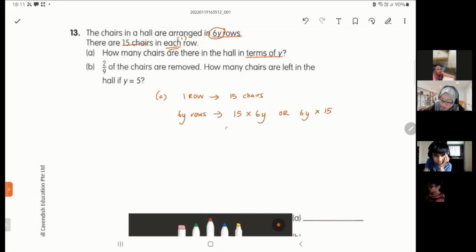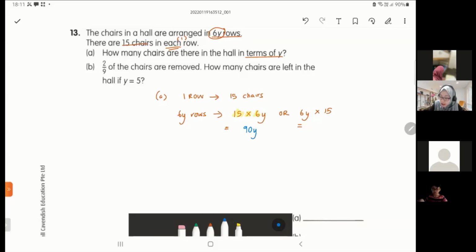Then this one you can solve. When it comes to multiplication, remember they say that the default mode of algebra is multiplication. So when it comes to multiplication and division, you can do it. In this case, I can solve this by taking 15 times 6 and then just add in the y, or 6 times 15 and just add in the y, equals 90y. Just take 6 times 15 and add in the y later. So how many chairs are there in terms of y? There are 90y chairs. Right, now part B.